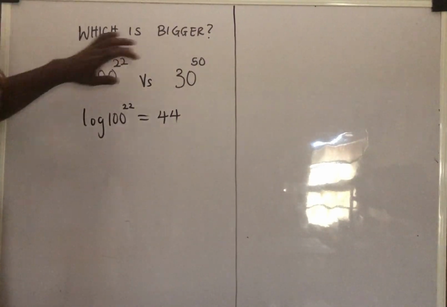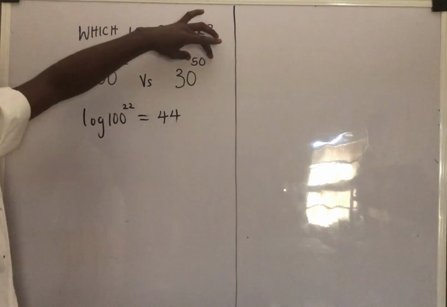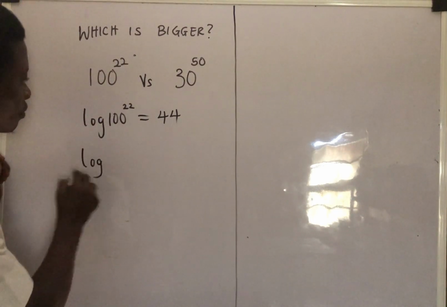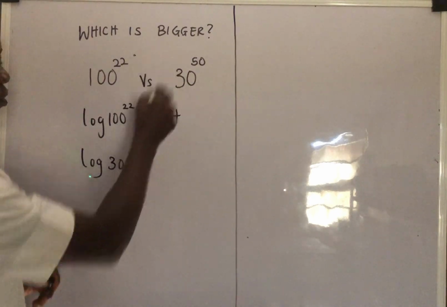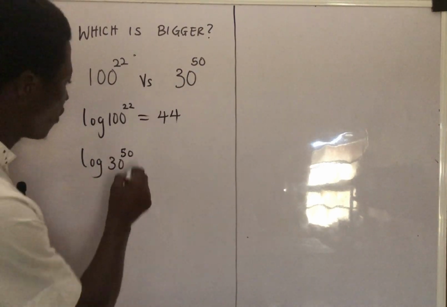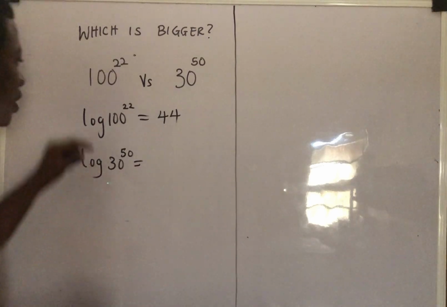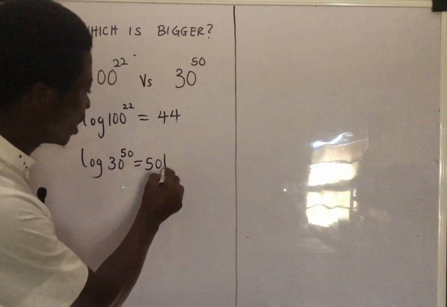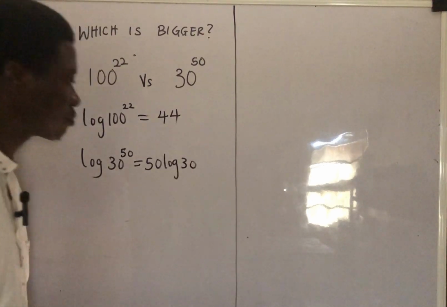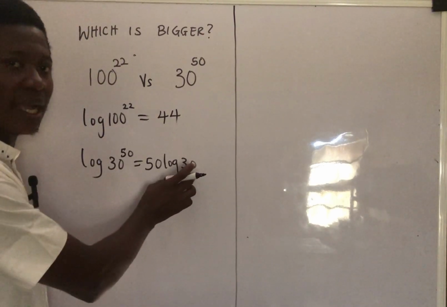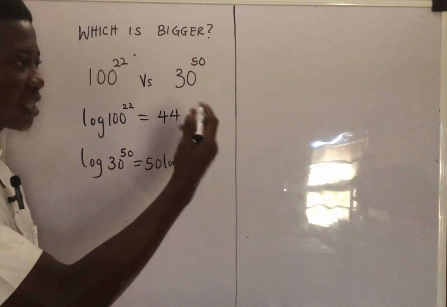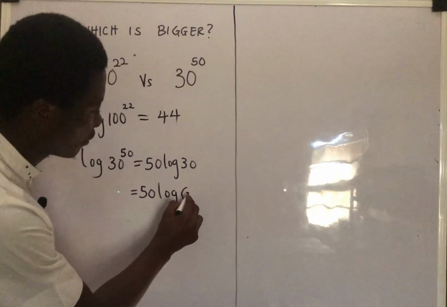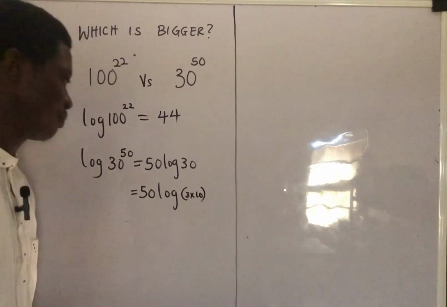Okay, so let's do the same for 30 to the power of 50. So we're going to be introducing logarithm. So we'll say log 30 to the power of 50. From the same law of logarithm that we used, this is 50 log 30. Now, log 30 can still be expressed as log 3 times 10. So we can now have 50 log 3 times 10.